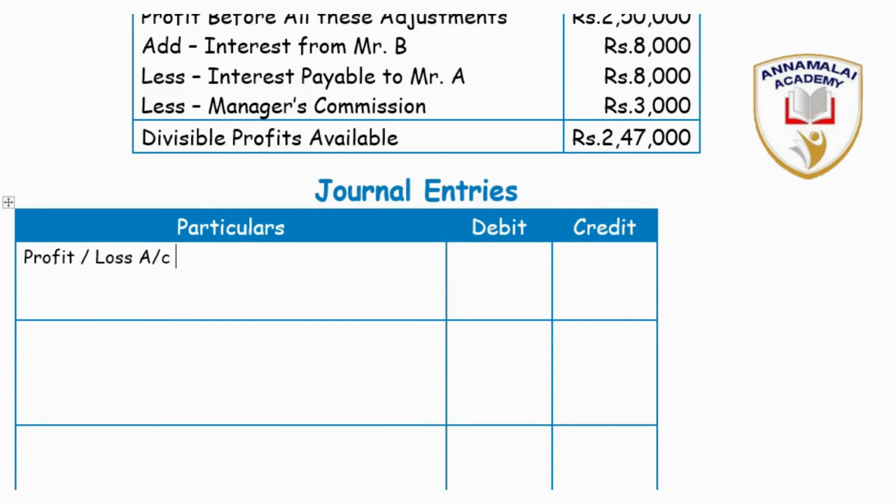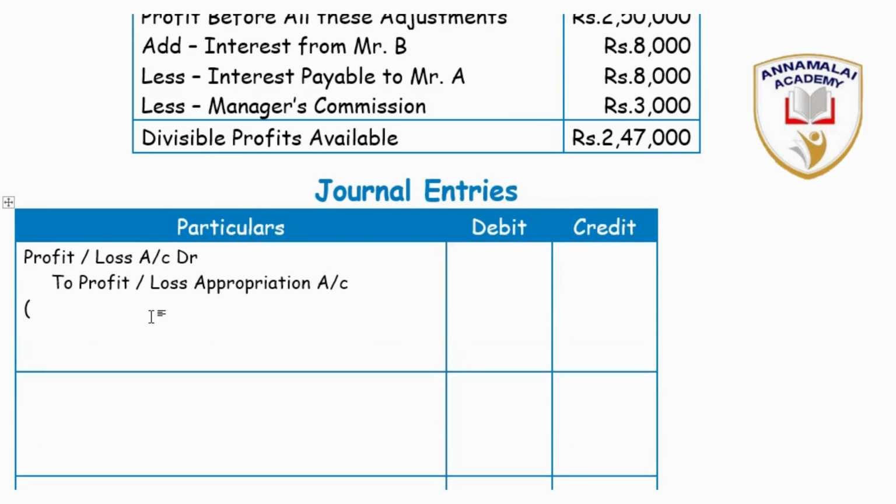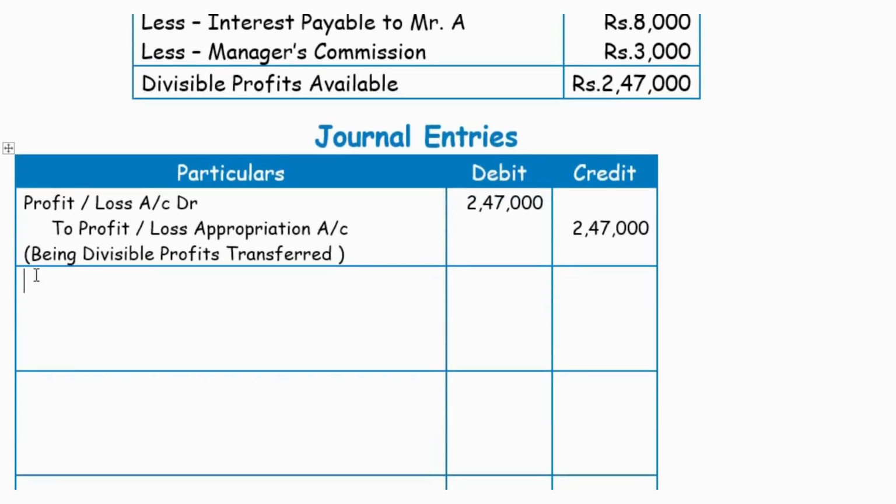So we prepare the journal entries. The first entry is transferring the available divisible profits from the profit or loss account to the profit or loss appropriation account.